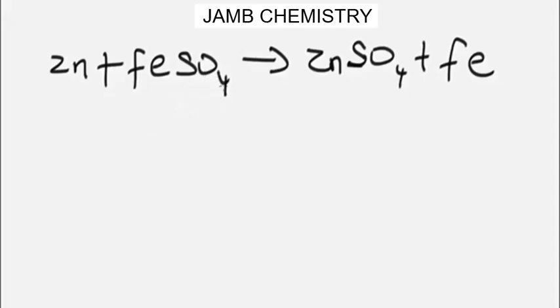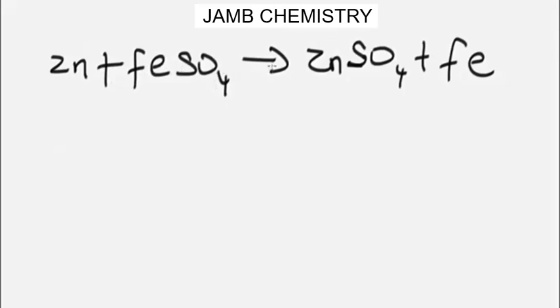All right, so feel free to pause this video and see if you can figure this out. Okay, let's do it together. Now, this is a displacement reaction. If you check in a reactivity series of metals, zinc is more reactive than iron. So since zinc is more reactive than iron, it is able to displace iron in its compound of iron sulfate.